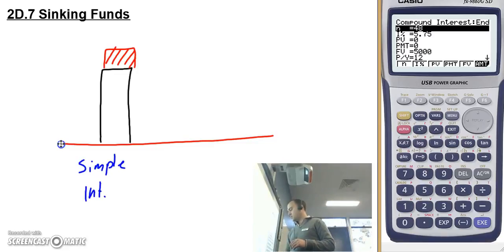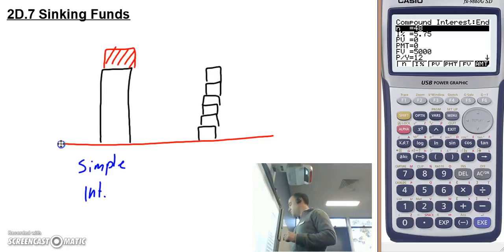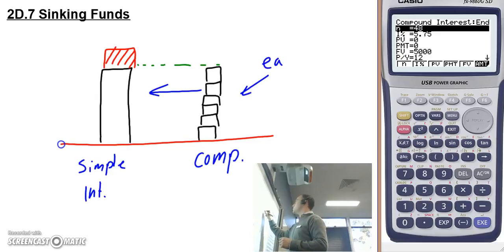At the same time, you're also saving money. So you're putting money into a savings account. So each month or whatever it is, you're saving, saving, saving, saving. And then once you get to that amount that's equal, you then pay off your original loan. On this one, it's compound interest, but you're earning interest on this.